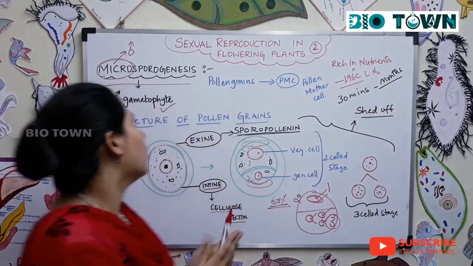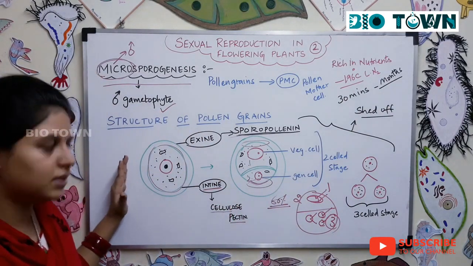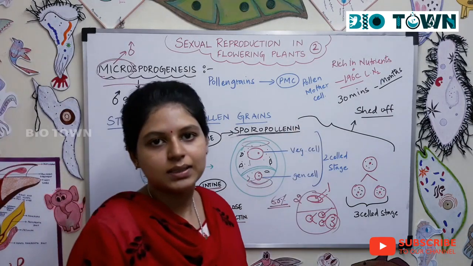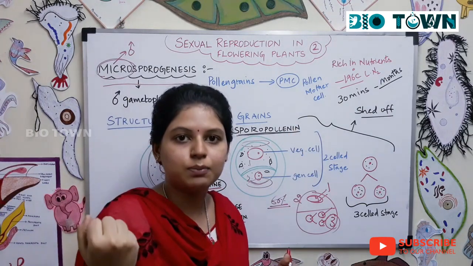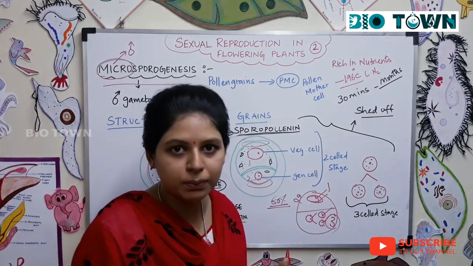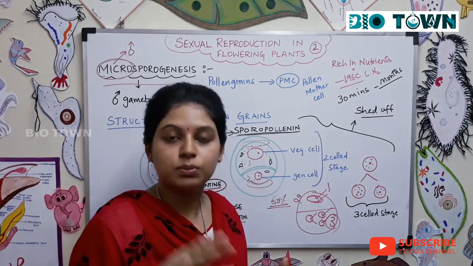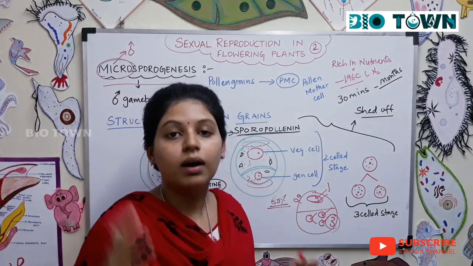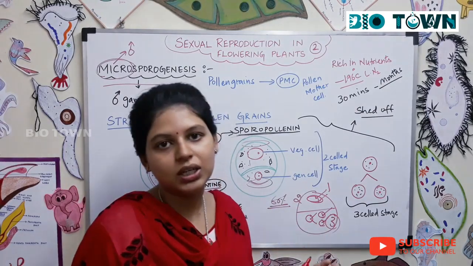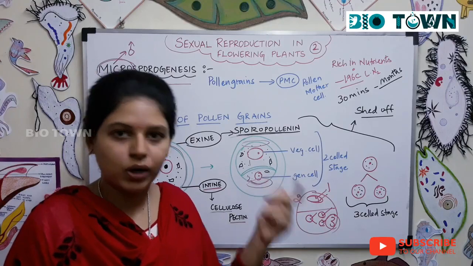So now we saw what microsporogenesis is and the structure of pollen grains. Pollen grains are very high in nutrition. People collect these pollen grains and sell them in the form of bee pollen or pollen liquids in syrup form, which is helpful to increase your metabolism and give you a lot of energy. Athletes use these pollen grains and pollen syrups.